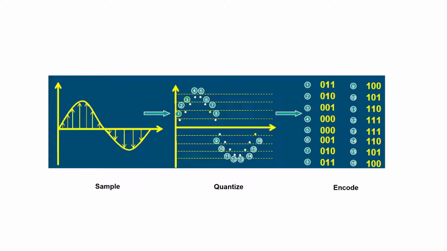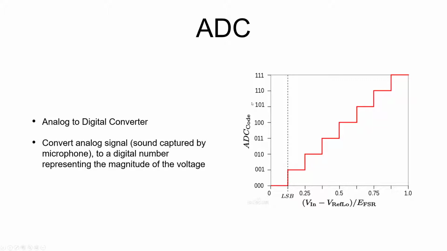Finally, the PCM will encode each dot. Each dot will be represented by a binary number, and different dots might get the same number if they are on the same altitude. For example, dot 4 and dot 5 get the same number because they have the same altitude. This job is mainly done by the ADC, the encoding part, the analog to digital converter.